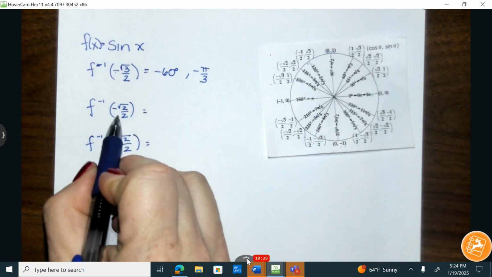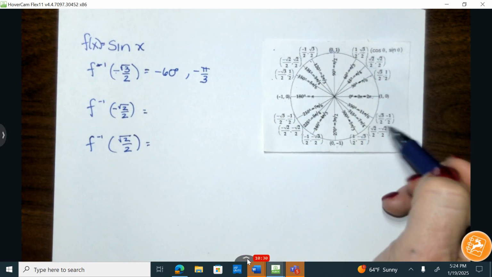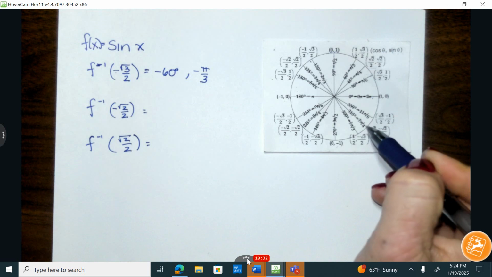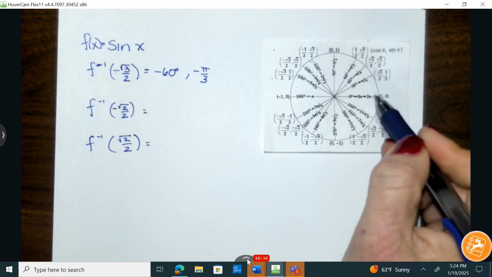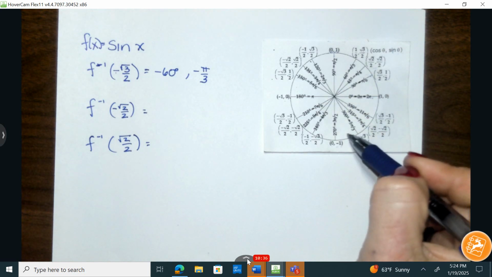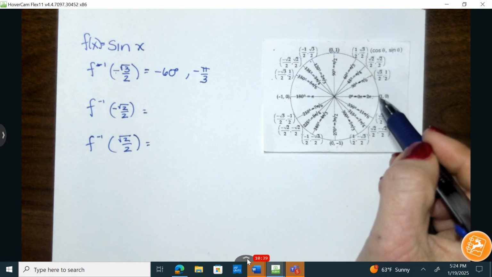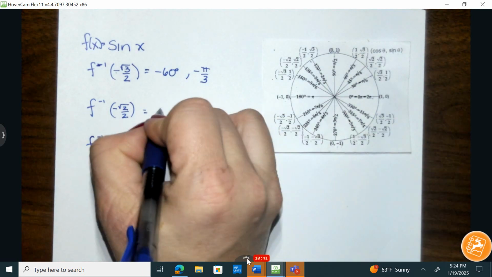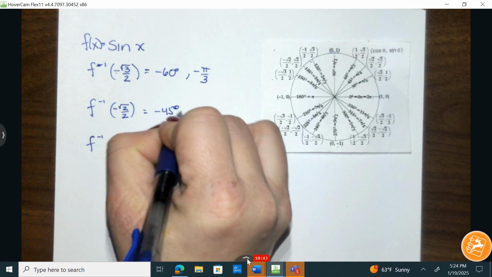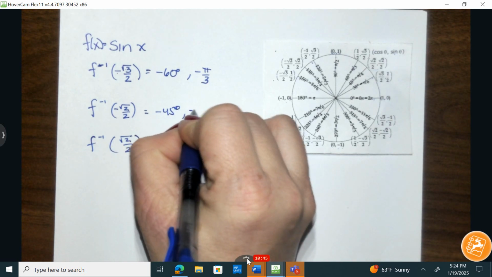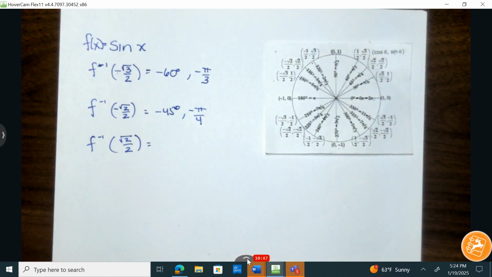Let's find where the sine is equivalent to negative radical 2 over 2. It's going to be right here. Okay, so I'm dropping down. We don't want to say all the way around. We are dropping down or we are going up. I'm dropping down a distance of negative 45 degrees, and that also can be represented as negative pi over 4.